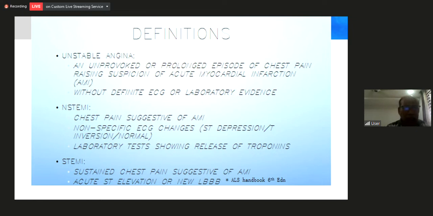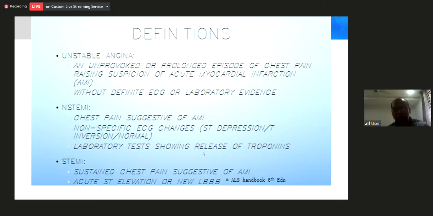Stable angina is caused by atheroma, while acute coronary syndrome is caused by plaque rupture or erosion or bleeding. Then how do you differentiate between stable angina and unstable angina or non-STEMI? The differentiation is, number one, in unstable angina the chest pain is not as severe as STEMI, and there are no ECG changes. In unstable angina, the cardiac marker troponin is normal.